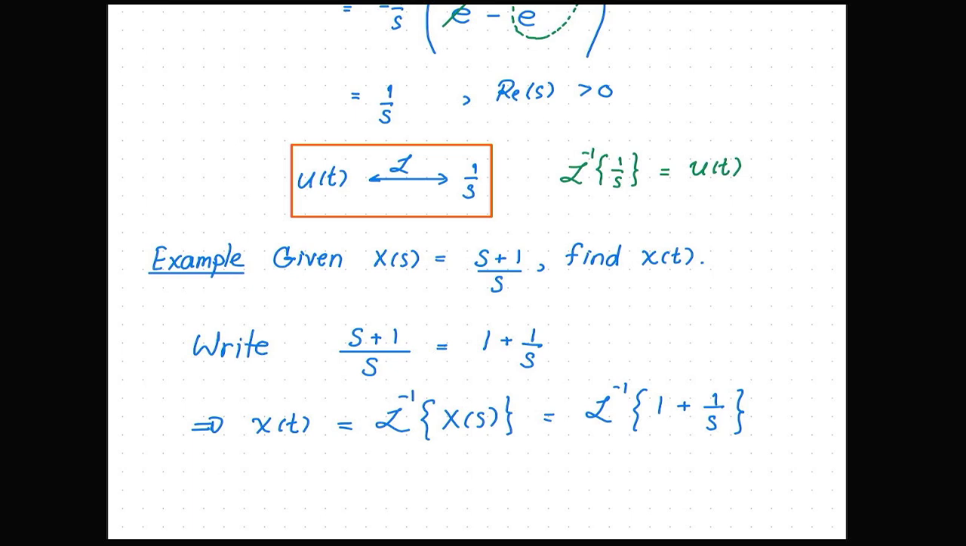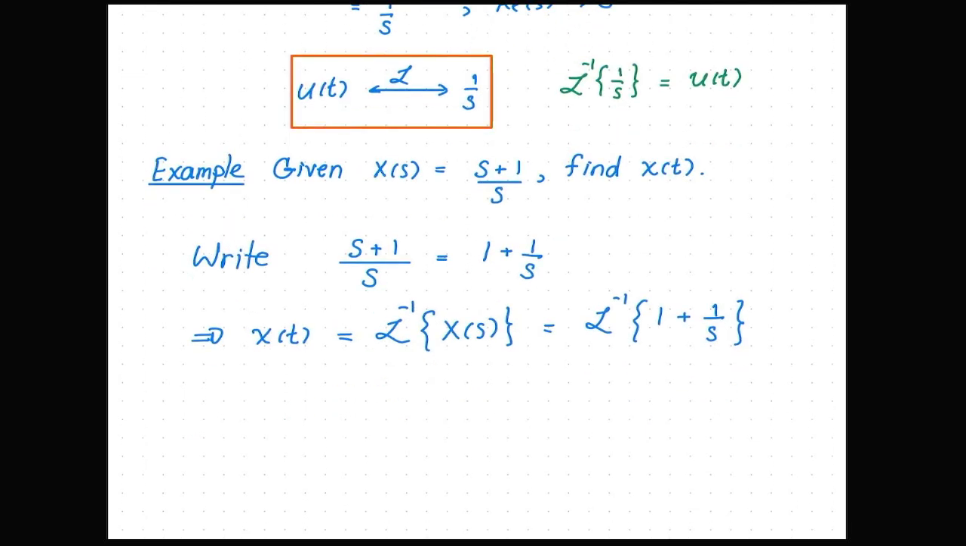You can take it inside. So it is the inverse Laplace transform of 1 plus the inverse Laplace transform of 1 over s. And we know the inverse Laplace transform of 1 is delta, and the inverse Laplace transform of 1 over s is u. So that's it. That is our x(t).